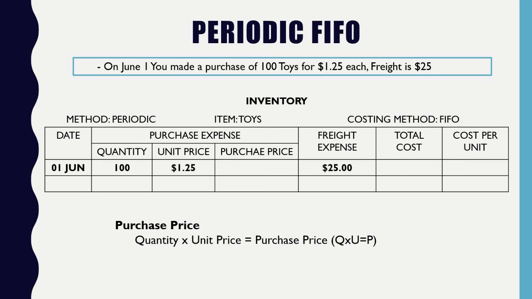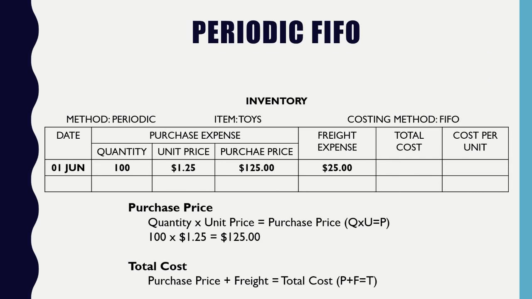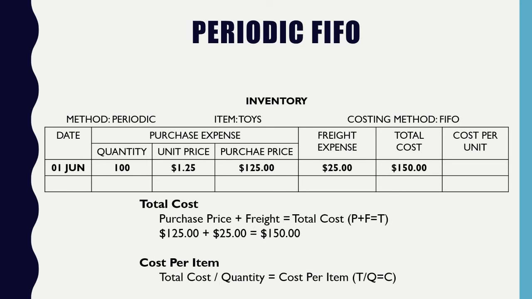We need to solve for the purchase price. Well, the formula for the purchase price is going to be your quantity times unit price. So once again, 100 times $1.25 gives you $125. Your total cost formula is going to be your purchase price plus your freight. Okay? So in this case, 125 plus 25, 150.